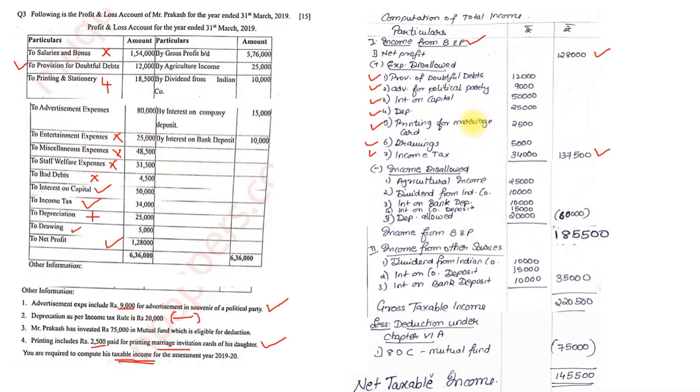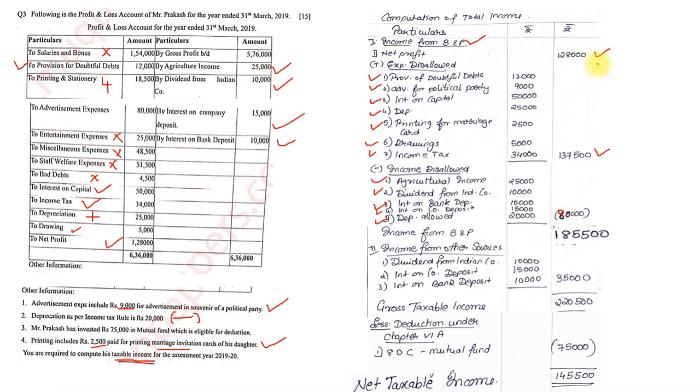Now next comes less income disallowed. What are the incomes which are not business related? Agriculture income, not business related. Dividend from Indian company, not business. Interest on bank deposit, not business. Interest on company deposit, again not business. All are disallowed. All will appear along with the depreciation, the second one. So agriculture income, dividend from Indian company, interest on bank deposit, interest from company deposit, and depreciation. All those come under income disallowed. We add up, we get the value as 80,000.